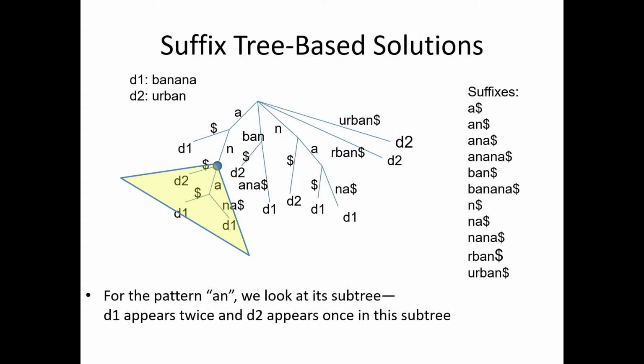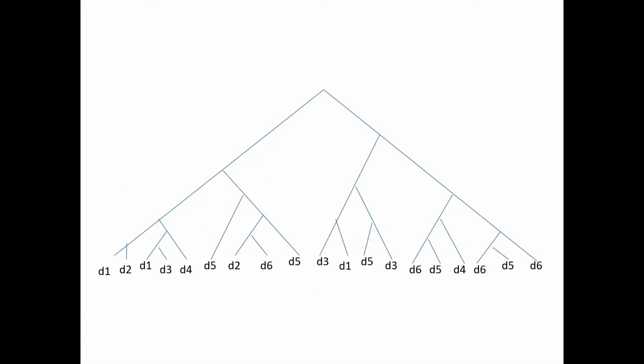So now if AN was our string, then this becomes the locus. And then within that subtree of locus, you find that D2 occurs once, D1 occurs twice, and that's why D1 is more relevant. All right, so our framework to answer these queries was something like this.